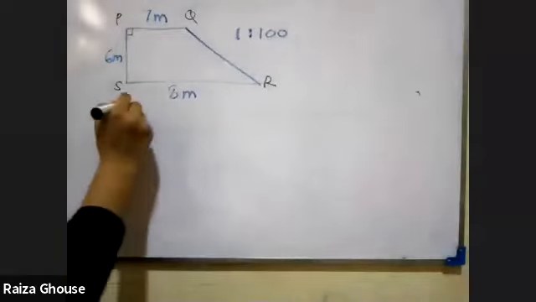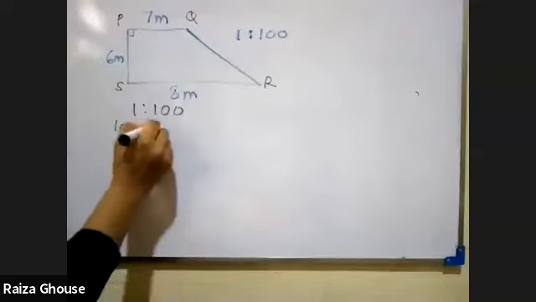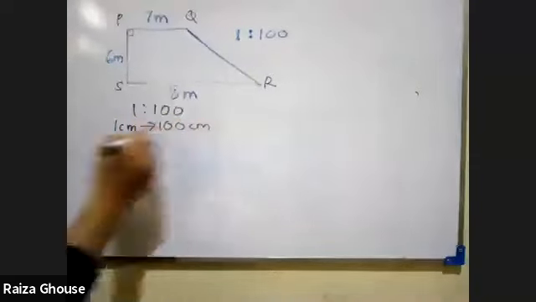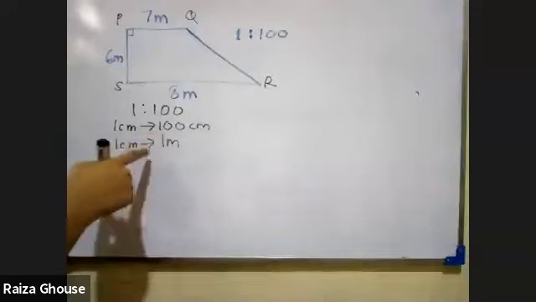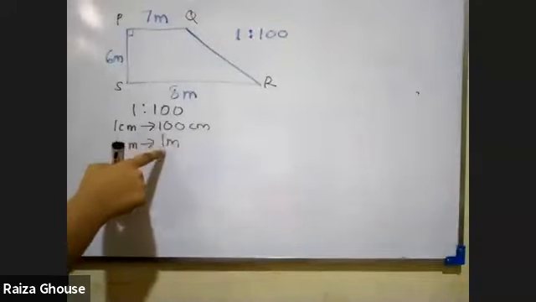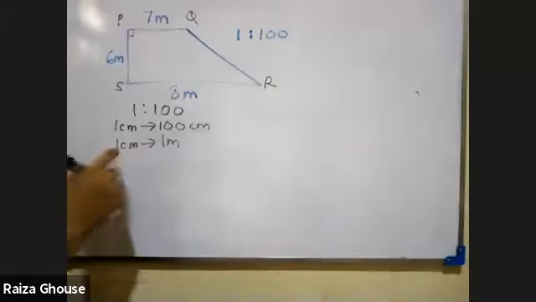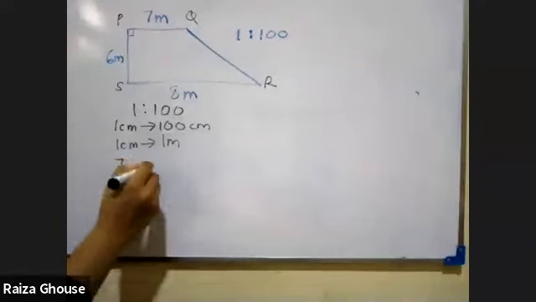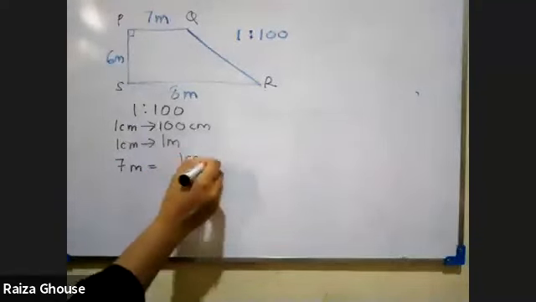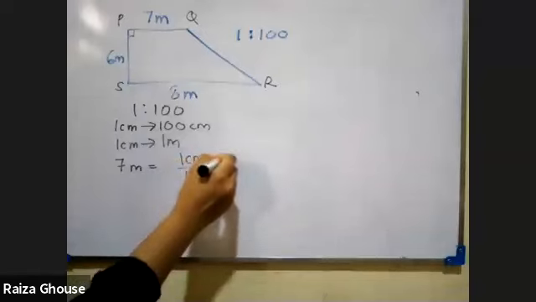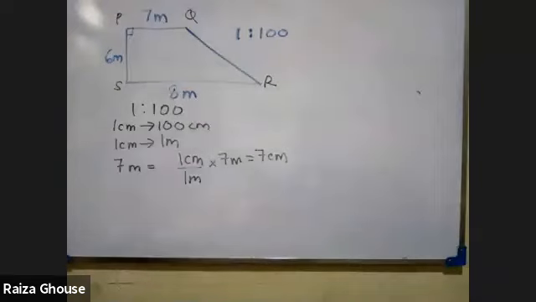Now listen, 1:100 means what? 1 centimeter is representing 100 centimeter. So 1 centimeter is representing 1 meter, because 100 centimeter means 1 meter. So if 1 meter is shown by 1 centimeter, what about 7 meter? The scale length? 1 meter is shown by 1 centimeter, then 7 meter is shown by 7 centimeter. 7 centimeter. Yes, Fazuldin.